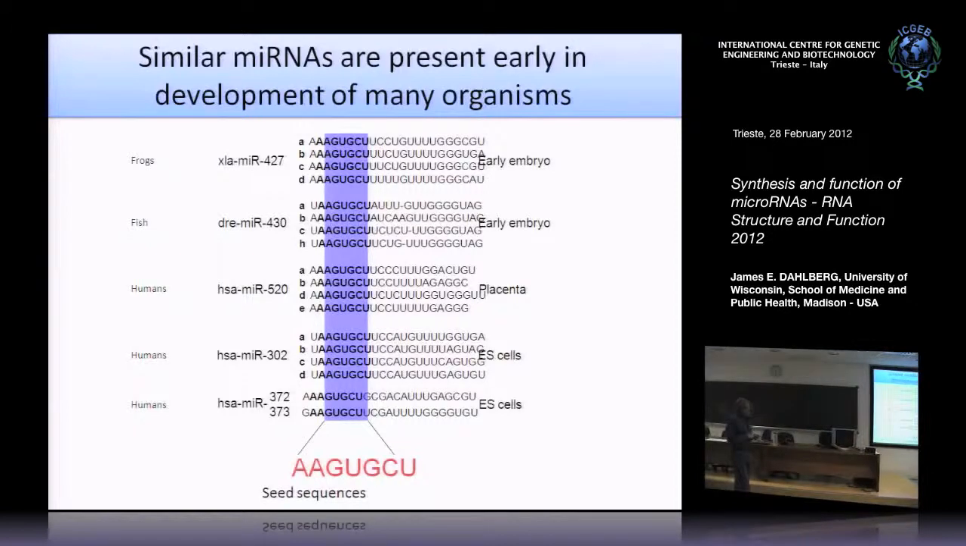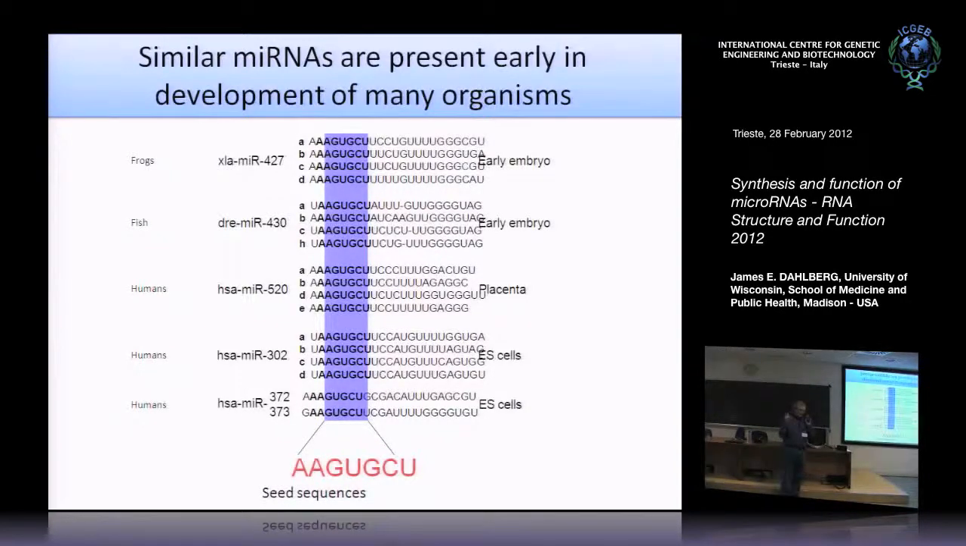Now, I mentioned before the importance of the seed sequence. That's really the main region that interacts with the targets. We've looked in a variety of messenger RNAs to see if there are comparable seed sequences in other organisms, and we can see them in frogs, fish, humans, etc.